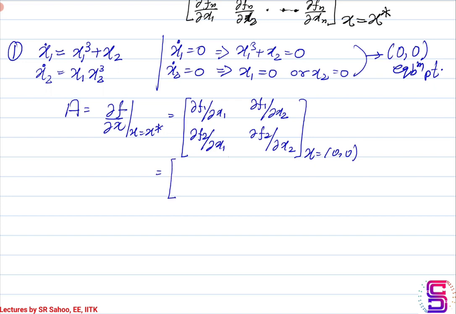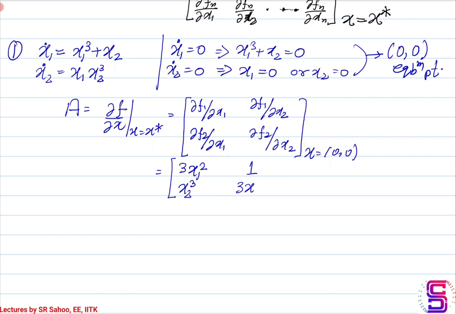With respect to x1, you have 3x1 square. With respect to x2, this is 1. f2 with respect to x1 is x2 cube, and f2 with respect to x2 is 3x1 x2 square, and this you evaluate at x equal to 0 0, which gives me 0 1 0 0.